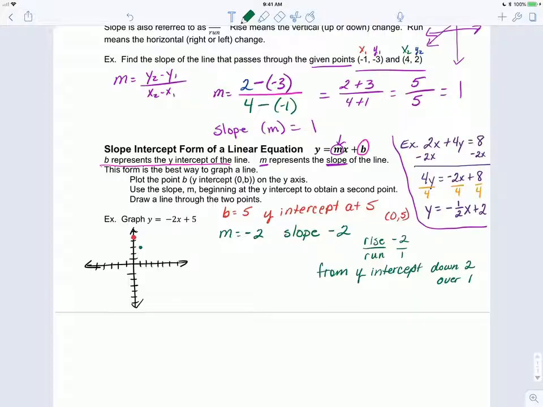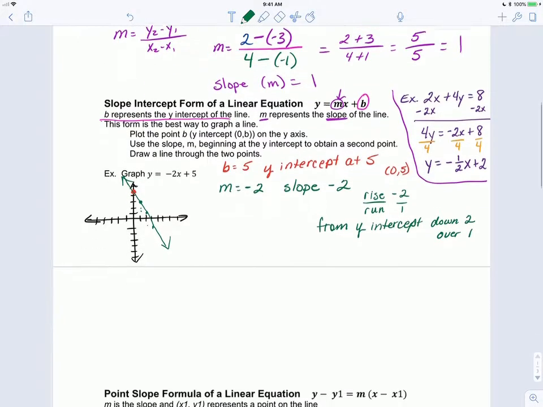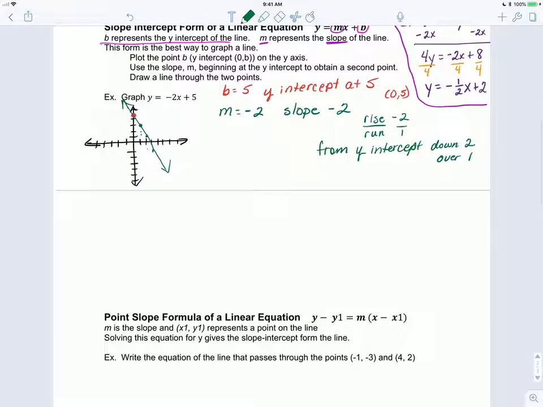And you can keep doing that. Go down 2 more over 1, down 2 more over 1, but you just need 2 points to make that line. So there it is. So I hope that's clear. We may want, let's just do another one real quick.